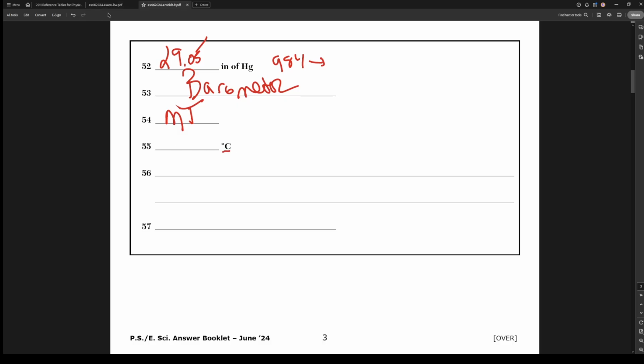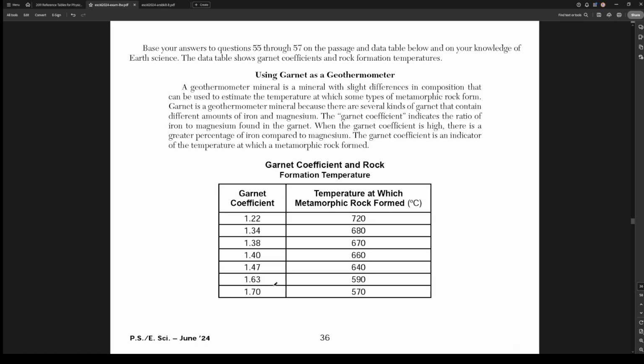55. They want something in degrees Celsius. Let's see. Using garnet as a geothermometer. A geothermometer mineral is a mineral with slight differences in composition that can be used to estimate the temperature at which some types of metamorphic rock form. Garnet's a geothermometer mineral because there are several types of garnet that contain different amounts of iron and magnesium. The garnet coefficient indicates the ratio of iron to magnesium found in the garnet. When the garnet coefficient's high, there is a greater percentage of iron compared to magnesium. The garnet coefficient is an indicator of the temperature at which the rock formed.